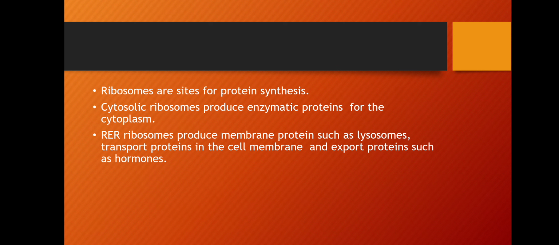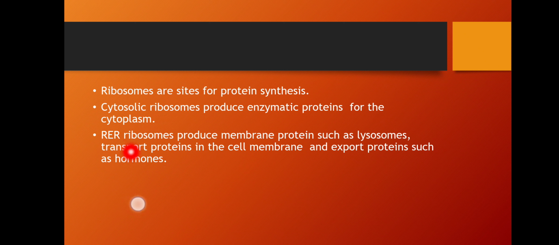So remember we said there are two sites where you can find these ribosomes. There are those found on the surface of the cisterns of the rough endoplasmic reticulum. Then there are those found suspended in the cytoplasm. Those suspended in the cytoplasm synthesize proteins that function within the cytoplasm of the cell. That's why we're saying the cytosolic ribosomes produce enzymatic proteins for the cytoplasm.